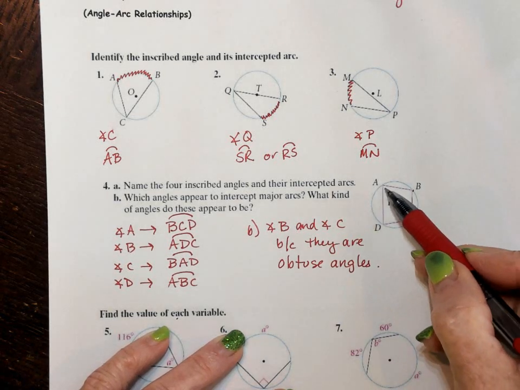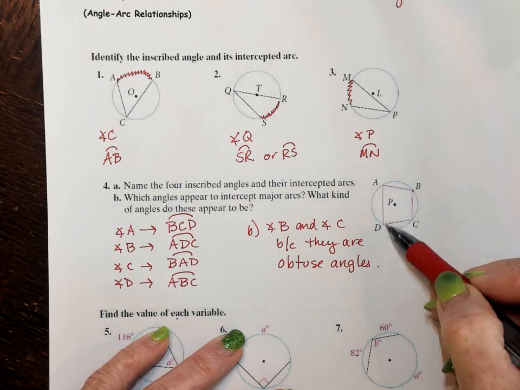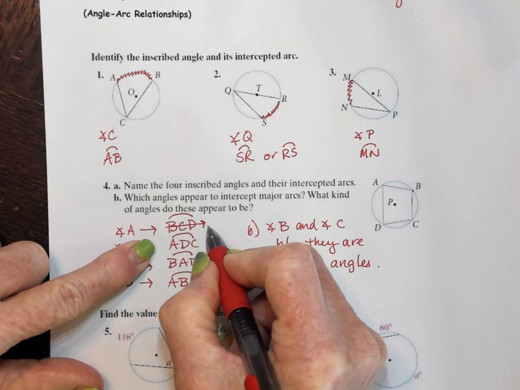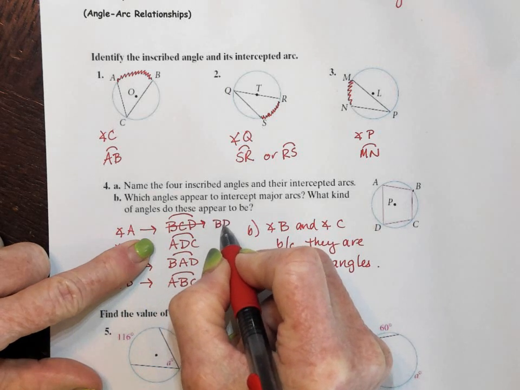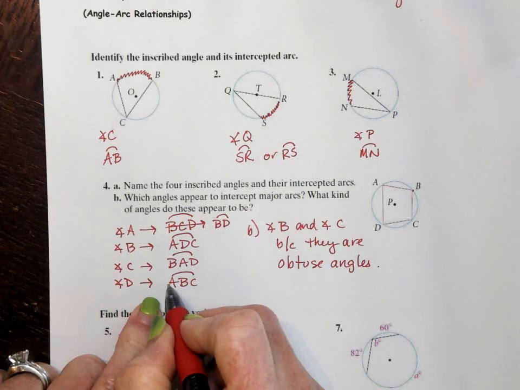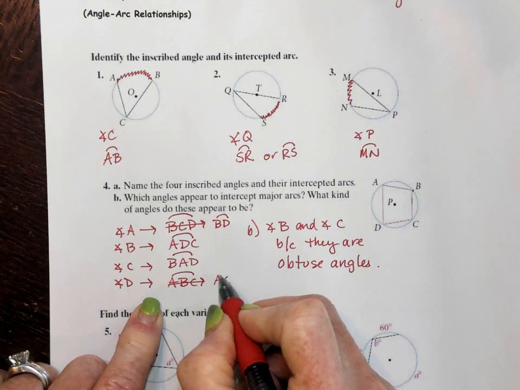Then angle D and angle A are acute angles, so back here we can make this just a minor arc BD, and angle D is also acute, so we can make that a minor arc AC.